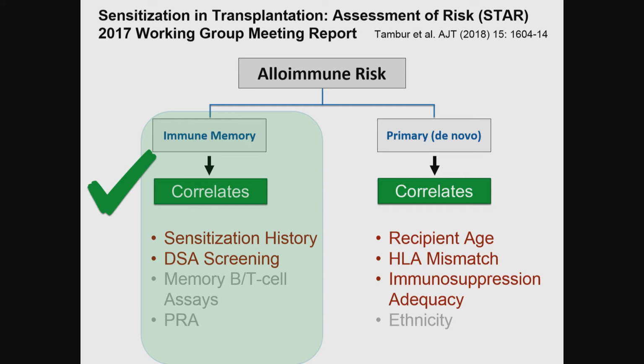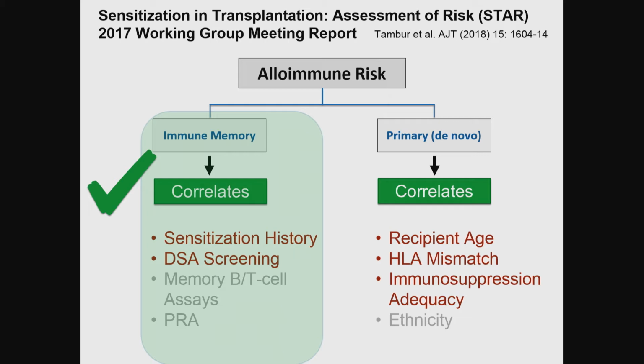Nevertheless, that still leaves primary alloimmunity. And the correlates on this side, at least the ones that we can all agree on, are things like recipient age, HLA mismatch, and immunosuppression adequacy. I've grayed out ethnicity because I think this is, again, not going to help us in the future. This is a risk factor that's really confounded by HLA mismatch. It's also confounded by immunosuppression adequacy, since we know that there are differential rates of drug metabolism, and of course there's differential rates of drug access, especially in the US.